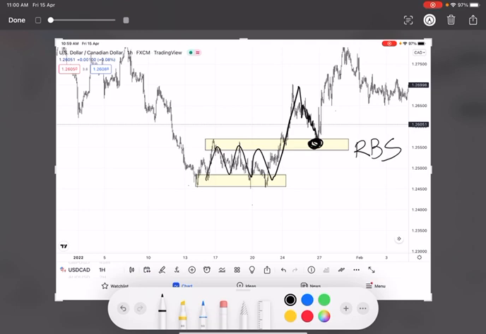Now support in order to form another structure, another leg of that uptrend.